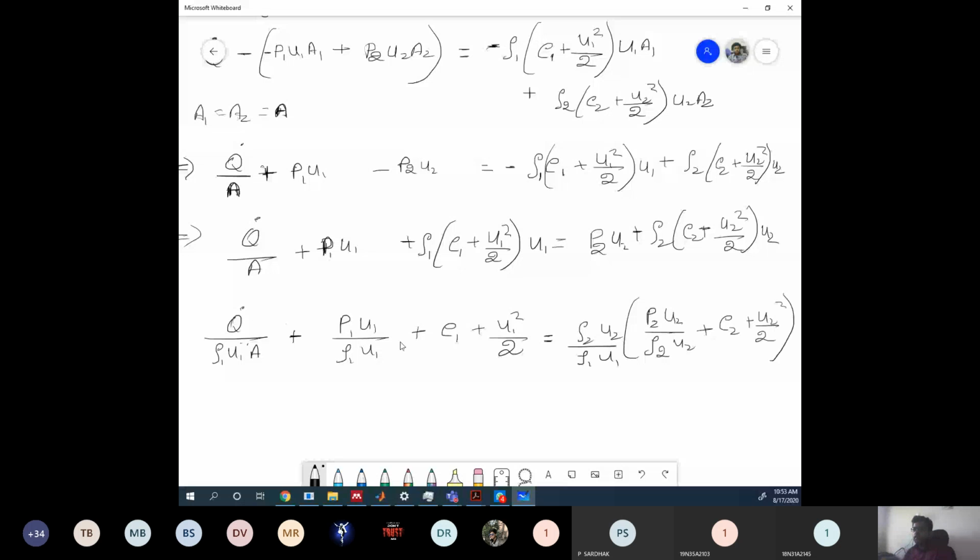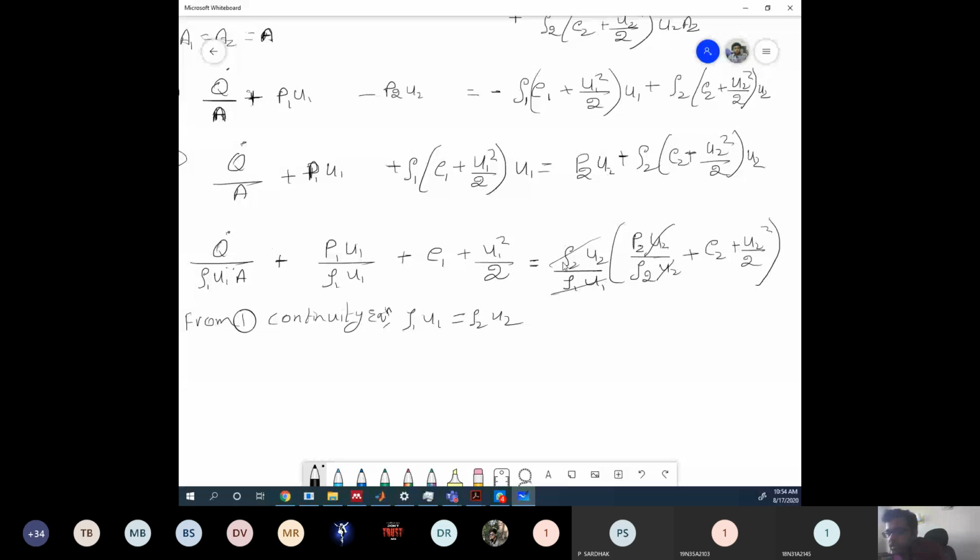Now from continuity we know that rho1 u1 is equal to rho2 u2, right? So this was from the continuity equation. That is what was our finding, right? So that means these two can be cancelled out. So now we'll end up with u2 and u2 going up, u1 and u1 going up. Now I'll write this q dot by rho u as q, the heat added. So can I write?